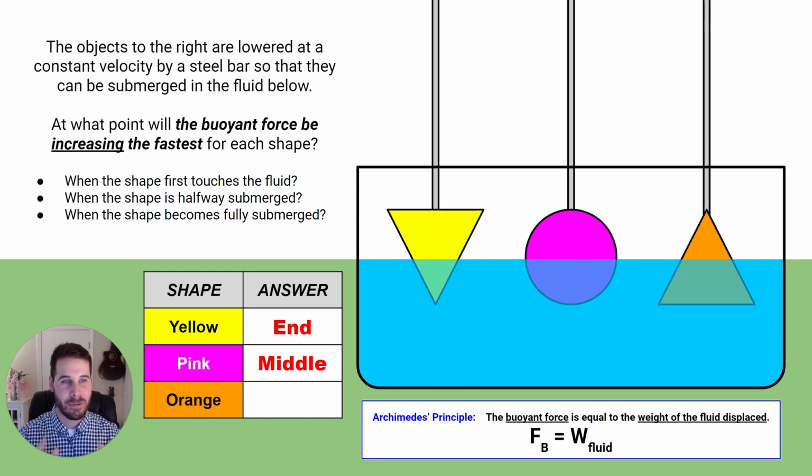And then finally, the last one, the flipped upside down triangle, the orange shape, that one, the moment it enters the water, is going to be immediately gaining lots of buoyancy force because it's pushing in its largest area, its largest section of itself right from the get-go. So that one's going to feel the greatest increase in buoyant force at the very beginning of its journey.